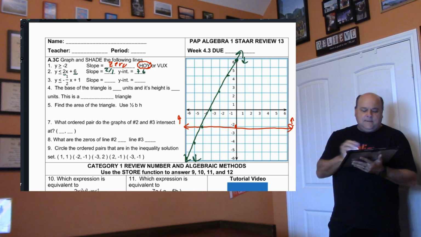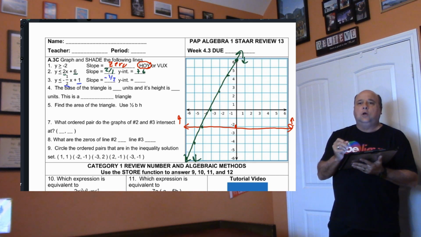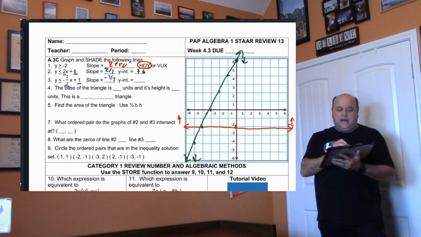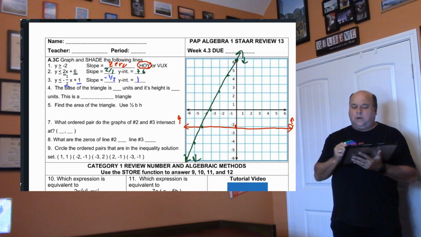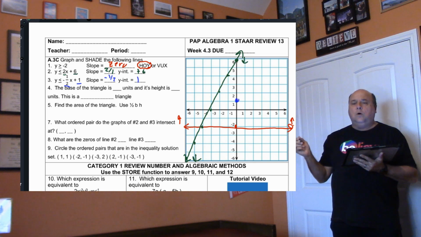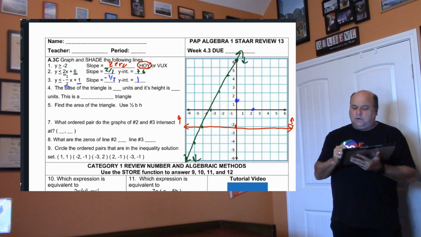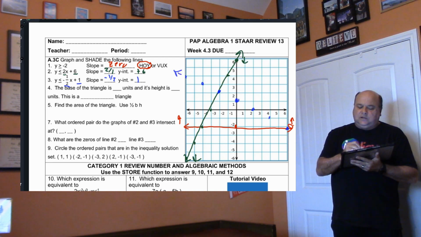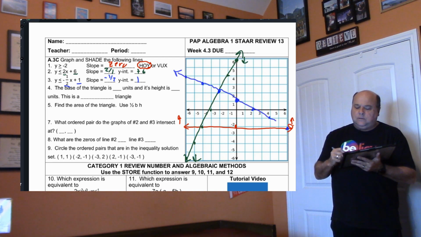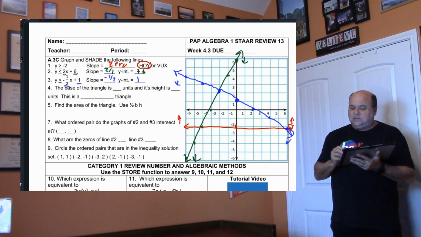The next line, I got -1/2x plus 1. That -1/2 is the slope. That means that line will go down and it goes to the y-intercept at 1. So we're going to put a dot at the 1, and then we're going to go down 1, right 2, down 1, right 2, down 1, right 2, and then go backwards, up and left. And then I got a straight line that goes through this, don't I? That line would be shaded down. So obviously the triangle would be shaded, wouldn't it?